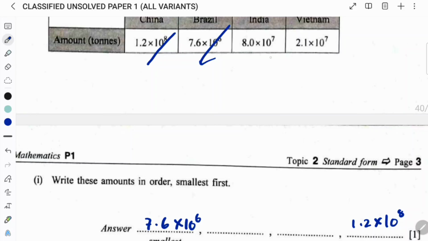Now we'll have these two, 8.0 and 2.1. Obviously 2.1 is smaller, so 2.1 into 10 to the power 7 and 8.0 into 10 to the power of 7. So this is the way you can write down these numbers starting with the smallest.